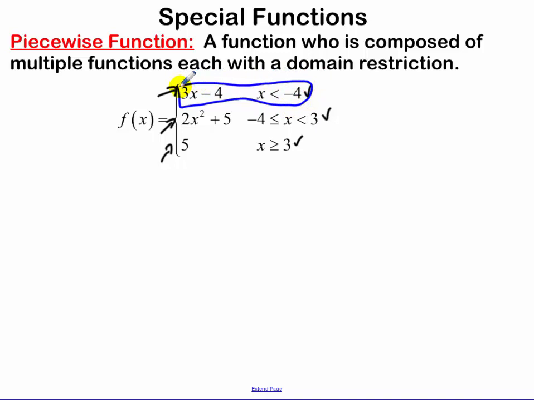restricted to our x values for just those x values that are less than -4. And we're going to graph this function for the x values between -4 and 3. And then we're going to graph our bottom function for the values of x that are greater than 3.